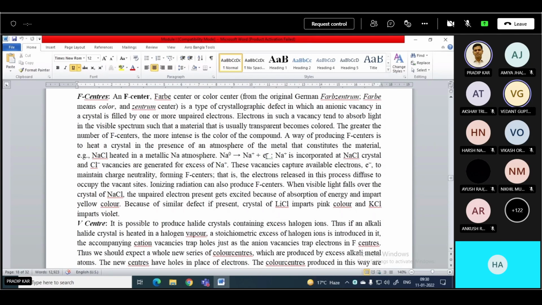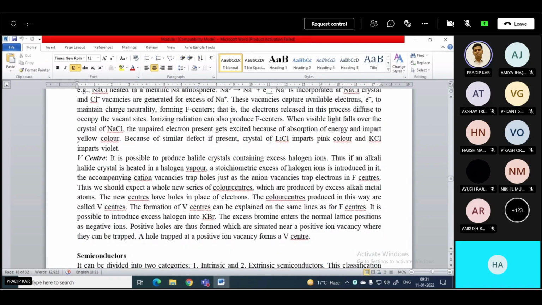Yes, sir. So we have the color center, or the light yellow color for the transparent NaCl. Similarly, if similar defects are present in other crystals, it may show pink color, and KCl may show violet color, because of absorption by this extra electron present.